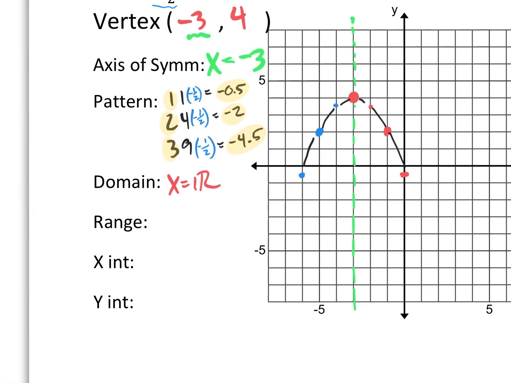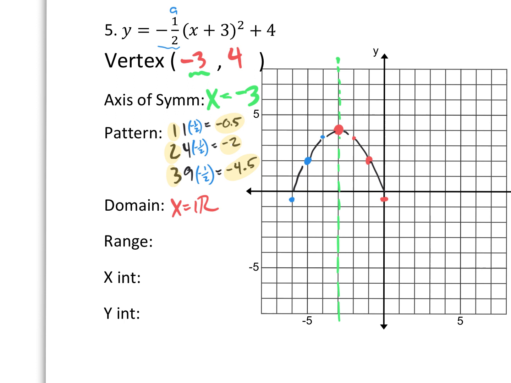The range are your y values. And the range, if it opens down, it's going to be y is less than or equal to. And you know it opens down because the a value is negative. Or you could just see it opening down. So that would be y is less than or equal to the y value of your vertex, which is technically your k value. So y is less than or equal to 4.